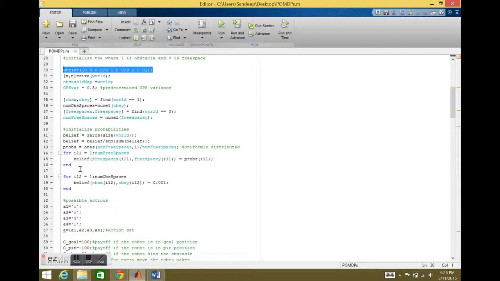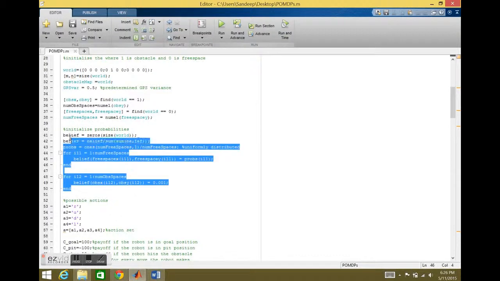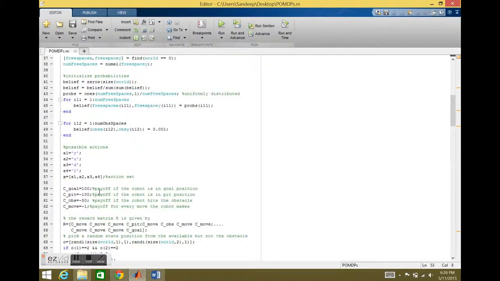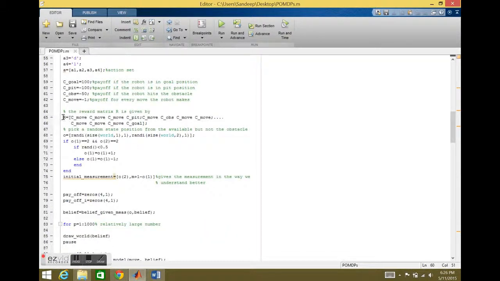Okay, so initially we don't know anything about the belief, we don't have a measurement, so I'm going to assume that the robot could be in any of the possible states. I assign a uniform probability across all the states except for the obstacle, of course. So this is where I do it, and these are all the possible actions that the robot can take: right, up, down, or left. And this right here is the reward matrix.